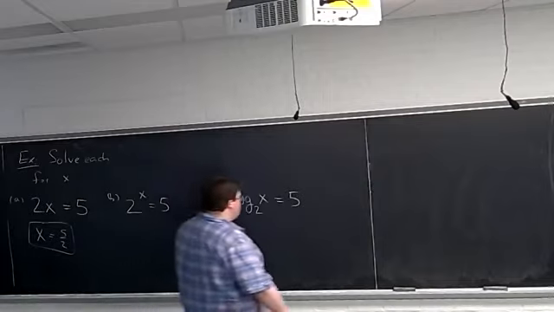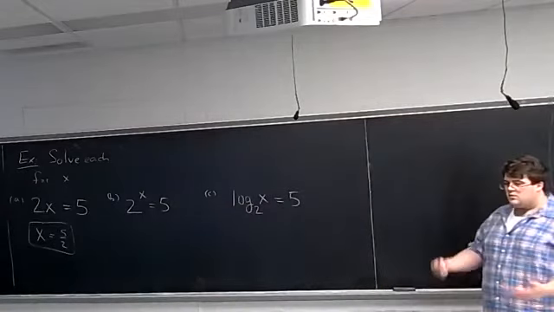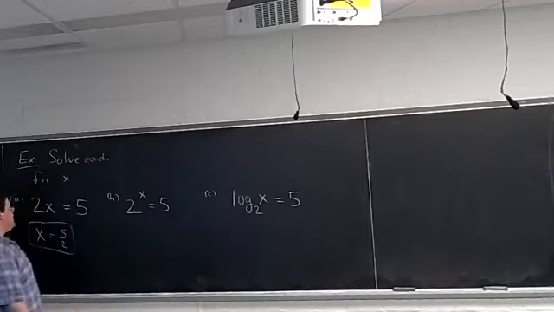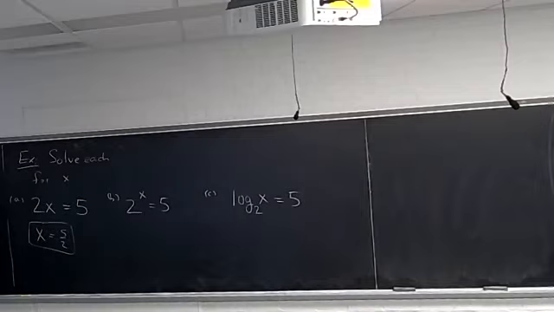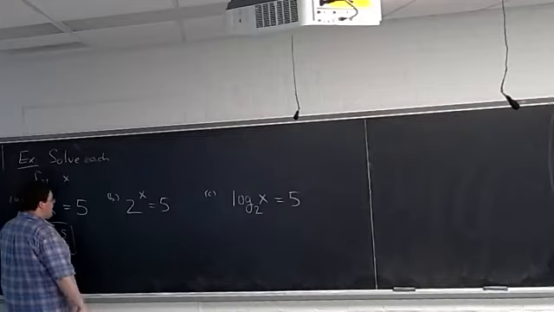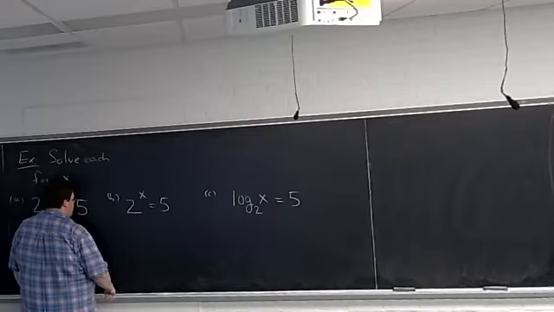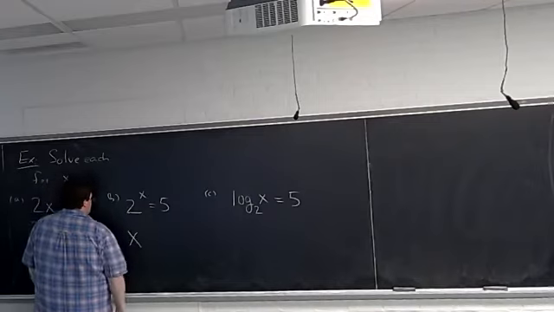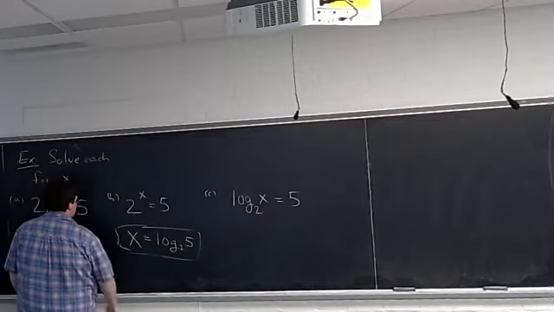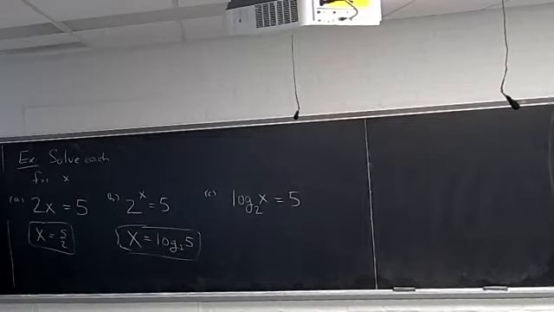In part B, 2 to the x equals 5. We have a 2 preventing this from being solved. But here, the x is in the exponent. So what we want to do is invert that exponential. And we can use a logarithm to invert an exponential. So in this first case, all we had to do was use multiplication. And that allowed the 2 to go away. But here, we can't use a multiplication. We need to get rid of an exponential function, which we can do by taking a logarithm. The base is 2 over here. The logarithm base 2 of the left side is x. The logarithm base 2 of the right side is the logarithm of 5 with base 2. Any questions about part B?